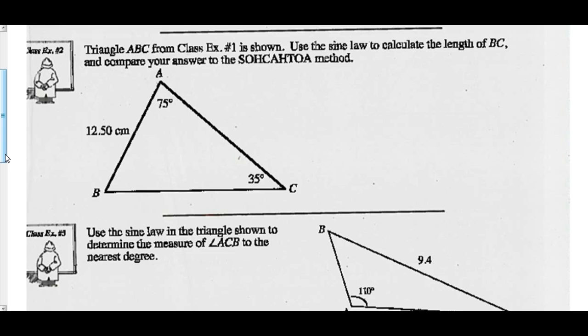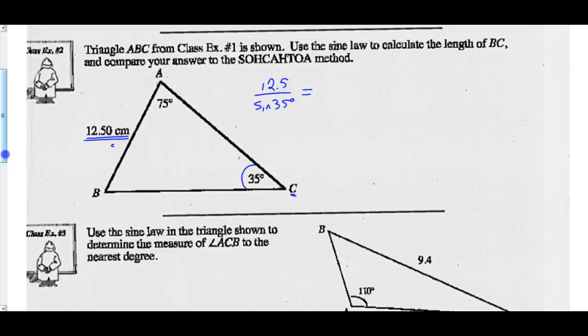So example 2, triangle ABC from class example 1 is shown again. Use the sine law to calculate the length of BC and compare our answer to what we did in example 1. All right, so I know this angle is 35 degrees and I know the side opposite that is 12.5. If you use your sine law, that is a complete ratio. This is angle C, therefore this would be lowercase c. We could say that 12.5 over the sine of angle C, which is 35 degrees. That's our complete ratio.